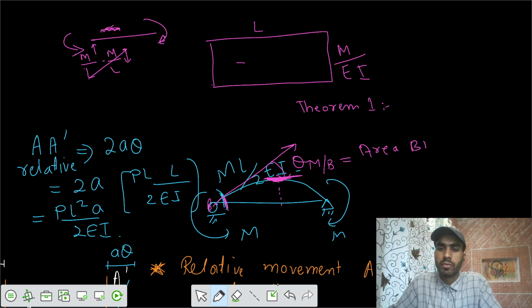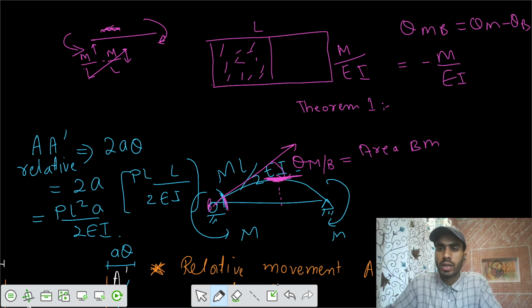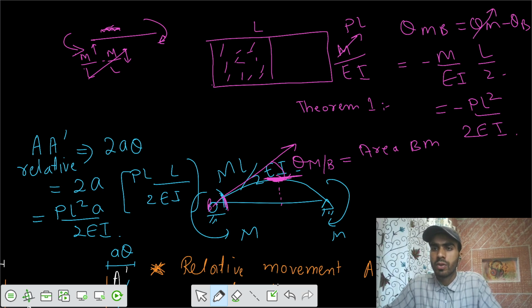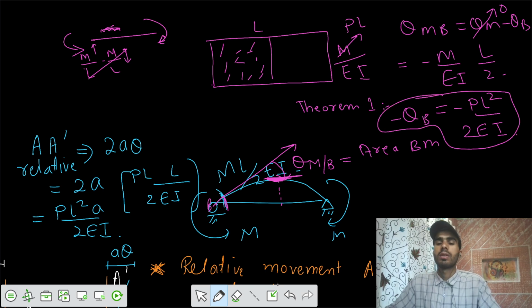Area BM, we can say. So this area BM gives me the theta. So we can write theta MB equals theta M minus theta B, that equals minus M by EI into length L by 2. What is the value of M? M equals P into L. So we can write minus P into L, but that's PL square by 2 EI. So we get the value of theta MB, but theta M is actually 0, so we can write minus theta B equals minus PL square by 2 EI. So we got theta B.